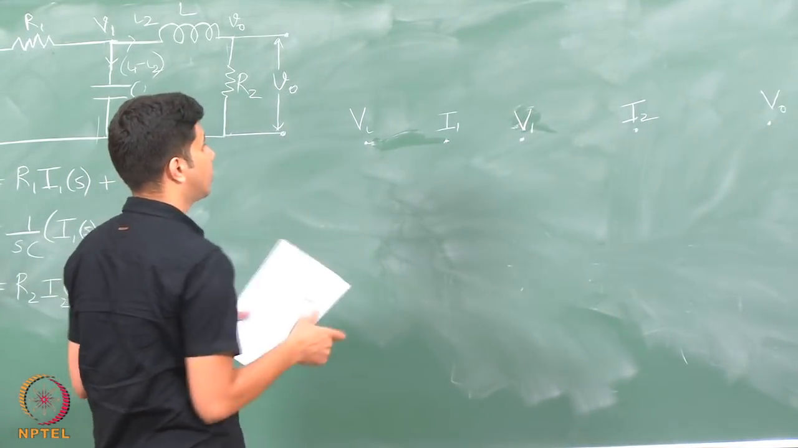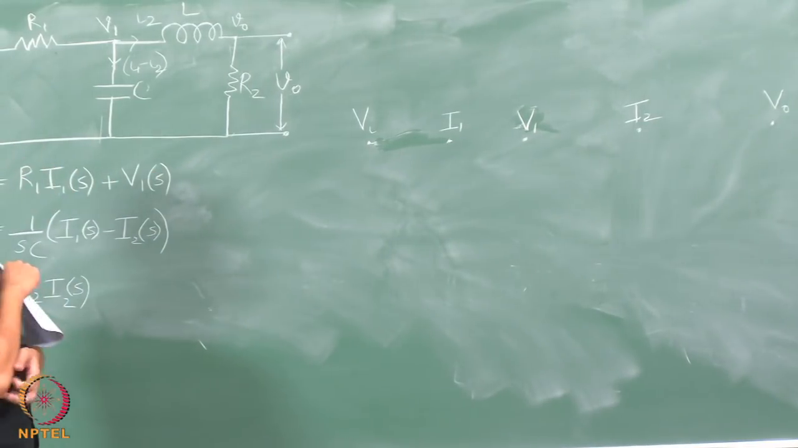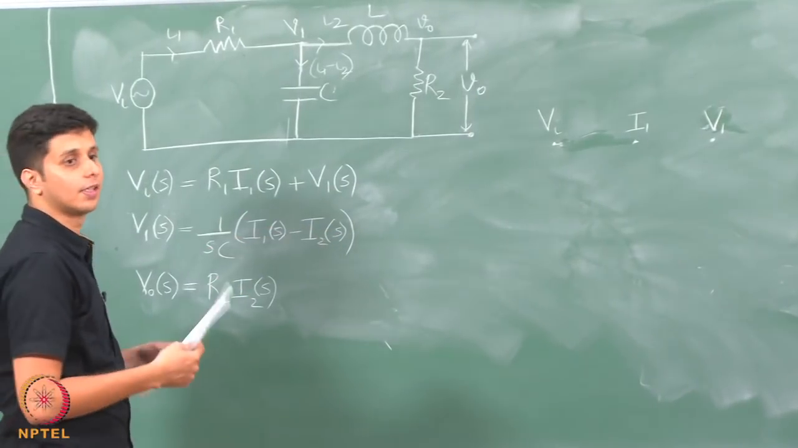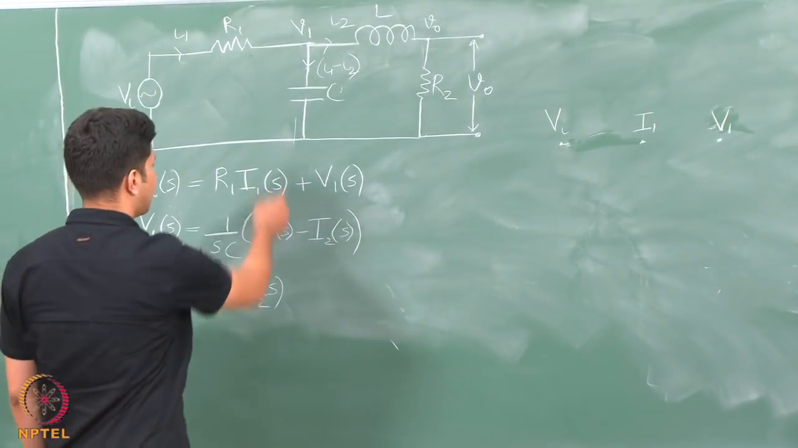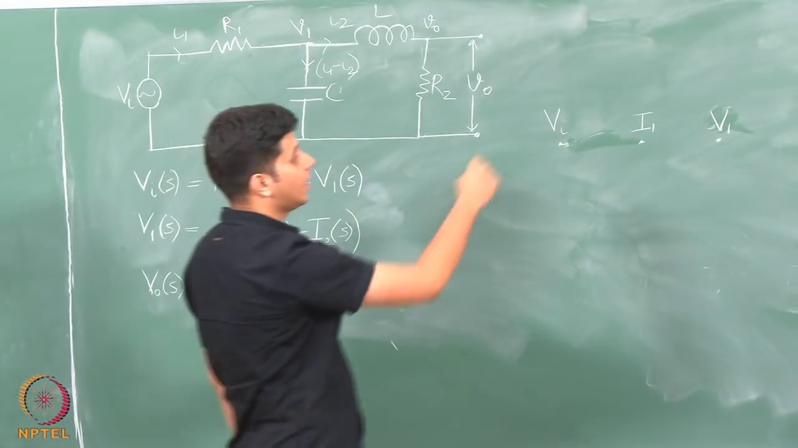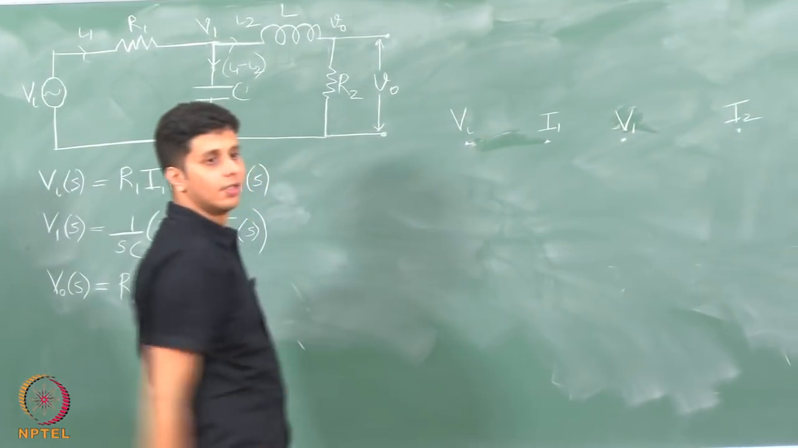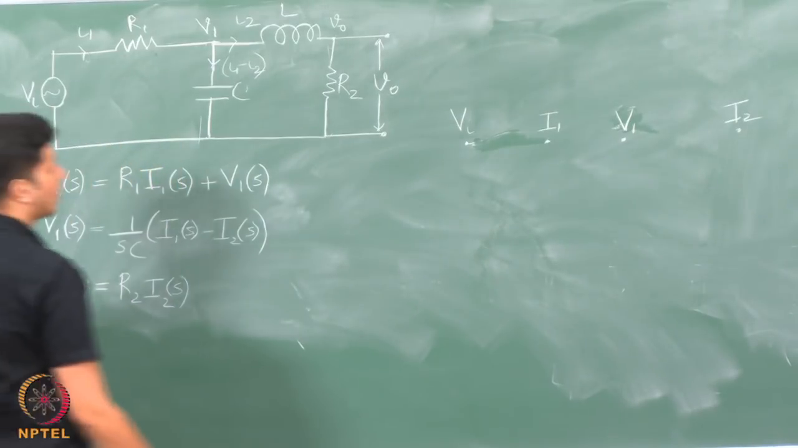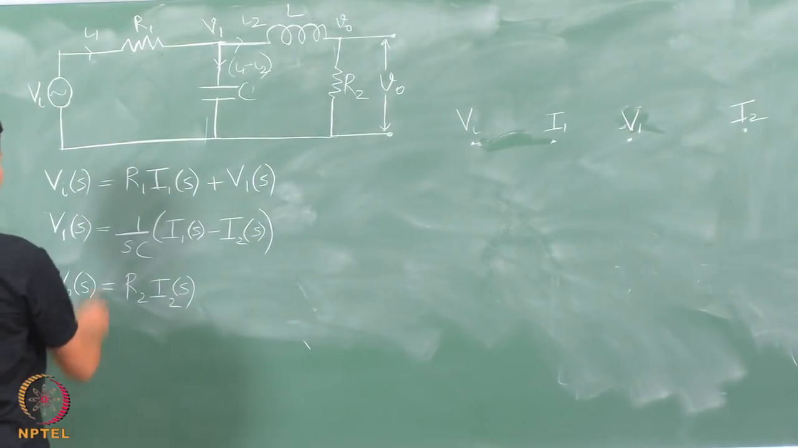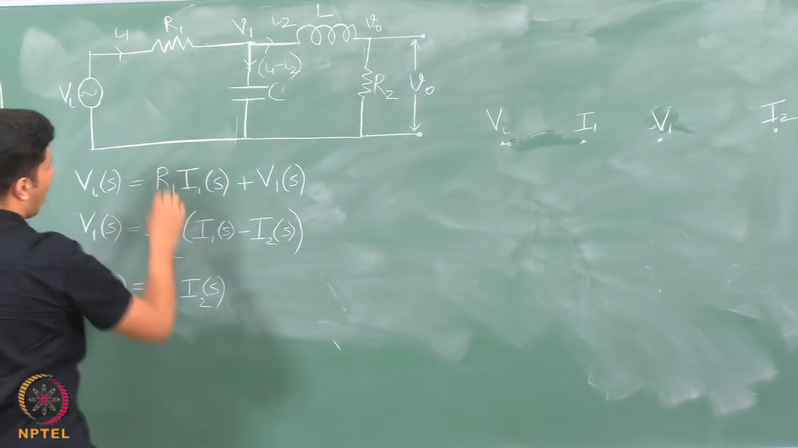So how do we connect these nodes using the signal flow graph? As we said, we are using the equations to find out what will be the signal flow graph. So I have certain equations which relate these variables. Now I need to find the right gains which will connect these things. So firstly, what is the connection between VI and I1? So VI is nothing but R1 times I1.